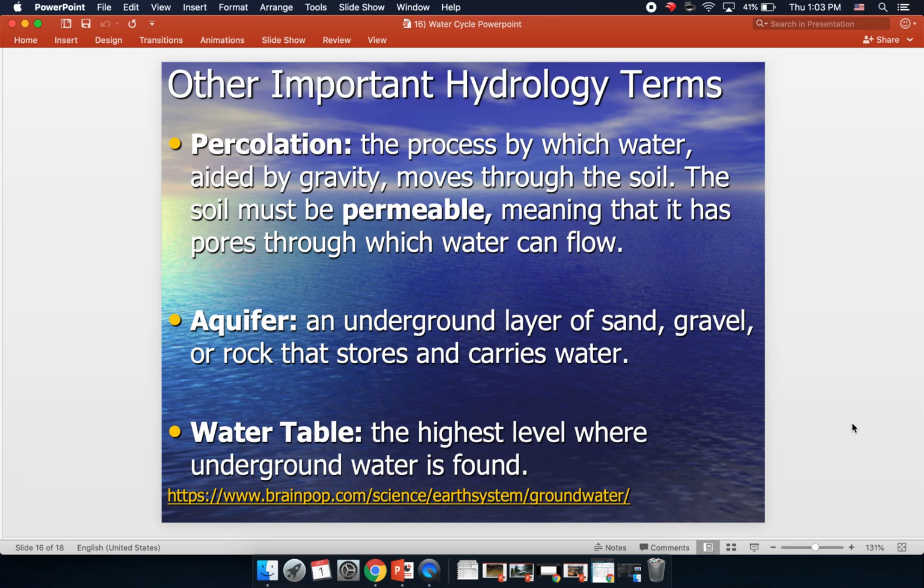Also, the water table. This is the highest level where underground water is found. So if you were to go outside and start digging, the point at which you hit groundwater, that's the water table, where you first see water. All right. The water table can go up and down depending on how much infiltration and percolation there is in your area, and also how much water is being extracted from the ground by humans.